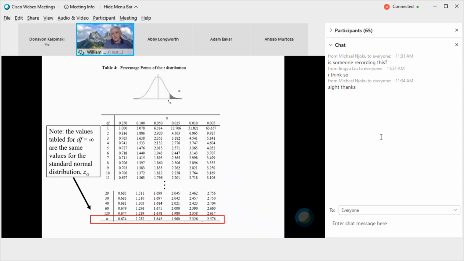If you go to the very last element, infinite degrees of freedom, that's the standard normal values. So I'd given you a table for standard normal values before. Those values are just in the last row of the table for the t distribution.